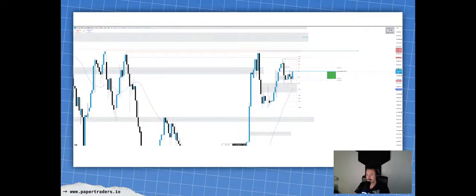However, if price does displace the previous day's 50, then we can look for price to continue to the PDH, and we will be watching that hourly FVG, that hourly FVG above, where we found resistance yesterday.